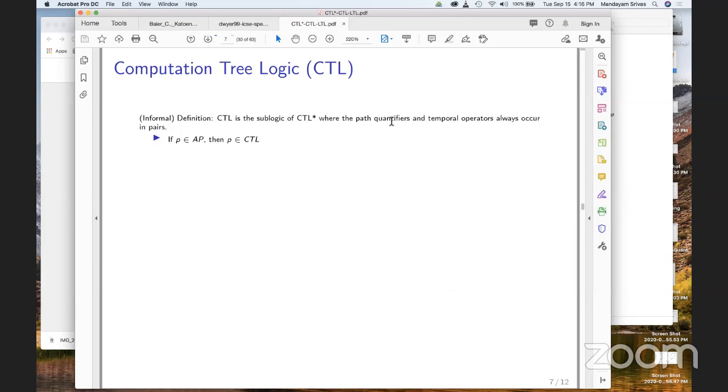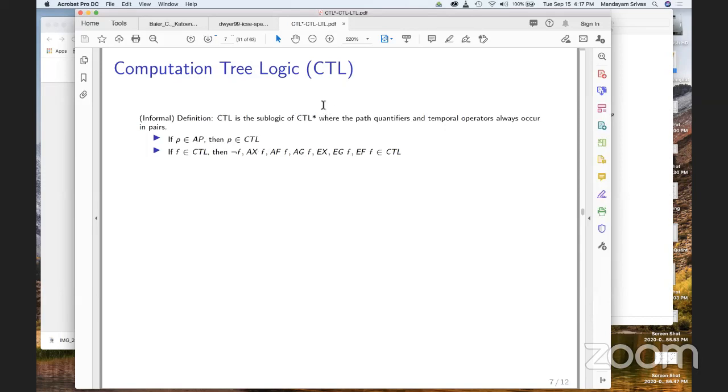If P is an atomic predicate, that is part of CTL. If F is a CTL formula, then all these things are CTL formulas. Remember, a negation is a CTL formula, and AX, AF, AG, EX, EG, EF, when applied to another state formula, is a CTL formula as well. This is what I mean.